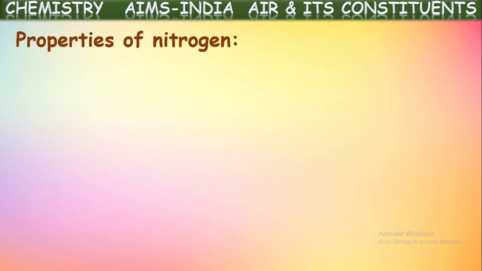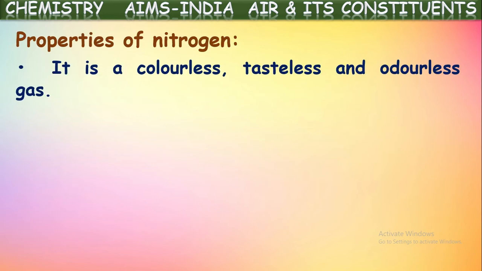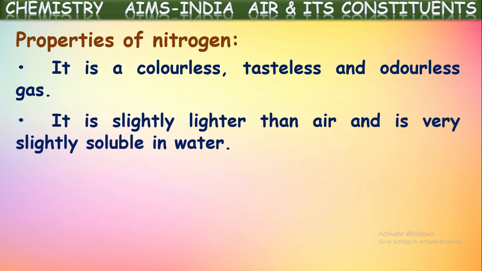What are the properties of nitrogen? It is a colorless, tasteless, and odorless gas, isn't it? Even though it is present in the atmosphere, we are able to see all things through it because of its colorlessness. We are not able to feel its smell. So nitrogen is a colorless, tasteless and odorless gas.